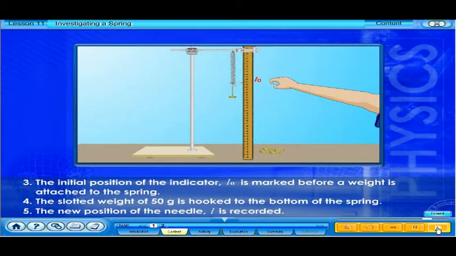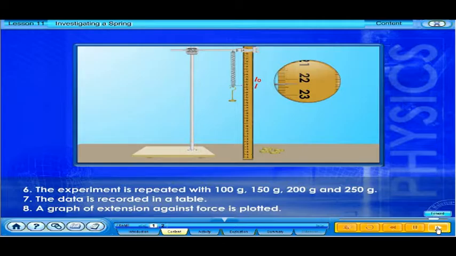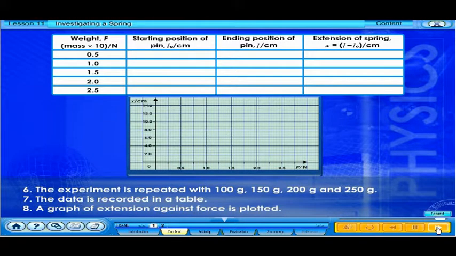The slotted weight of 50 grams is hooked to the bottom of the spring. The new position of the needle, L, is recorded. The experiment is repeated with 100 grams, 150 grams, 200 grams and 250 grams. The data is recorded in a table. A graph of extension against force is plotted.